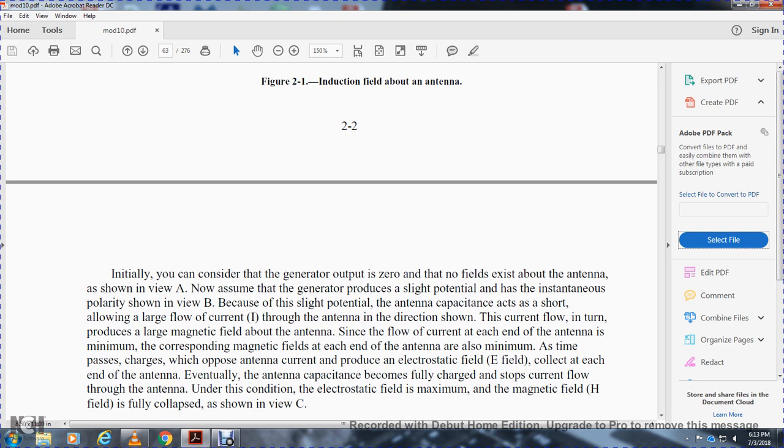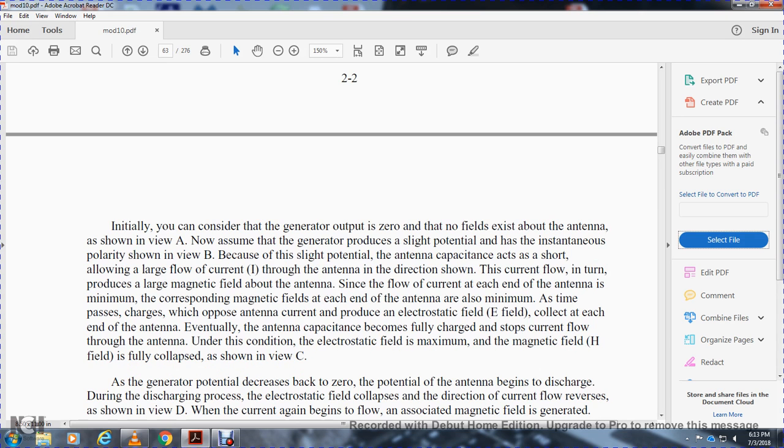As time passes, the generator output travels to the antenna, and the current produces an electrostatic field, called the E field, collecting at each end of the antenna. Eventually, the antenna capacitance reaches full charge and the current flow through the antenna stops. Under this condition, the electrostatic field is at maximum, and the magnetic field is fully collapsed, as shown at UC.